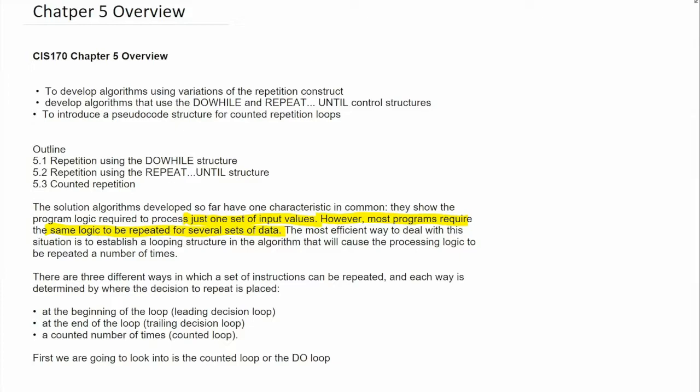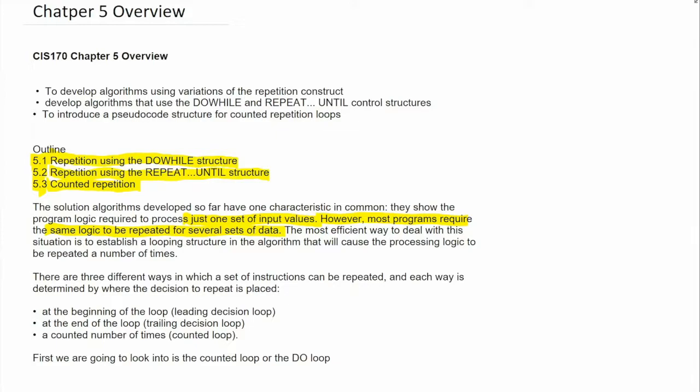The mechanism we have to ensure that they can go through that exact same process is what we call repetition. Now, in the chapter, there are three kinds of repetition, and we'll see those in 5.1, 5.2, and 5.3. We are going to go through these a little bit in reverse. The first one we're going to look at is the simplest, and that is counted repetition. After that, we are going to see repetition using the do-while loop. And finally, we will end at 5.2 looking at the repeat until structure.